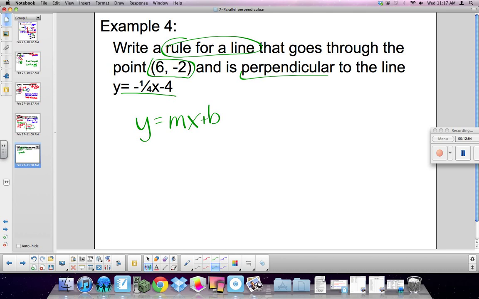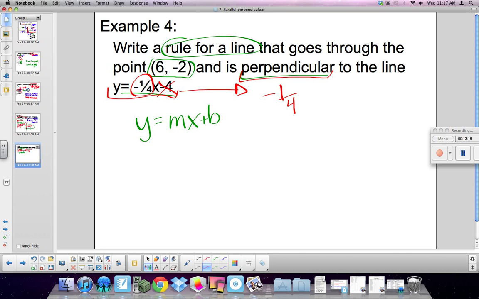Then I remember, perpendicular means something about the slopes. So I pull out the slope of this line, and the slope of this line is negative 1/4, because it's always the number of x's. Remember, the negative 4 doesn't mean anything. It does not affect my line. I simply pull out the slope.